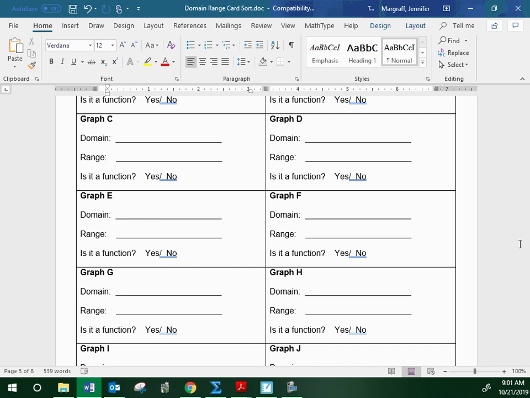Okay, so everyone should have a stack of cards. Once you grab a graph, you're going to go to that graph on your answer sheet, decide if it's a function, and then fill in your domain and range. Definitely use each other to help each other out, but I'm also available for questions.